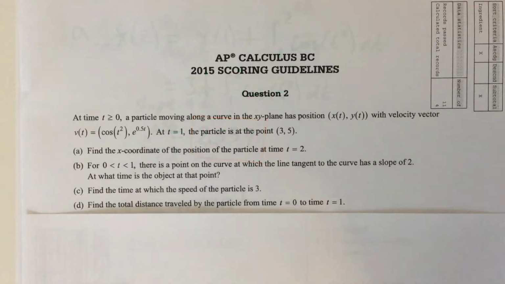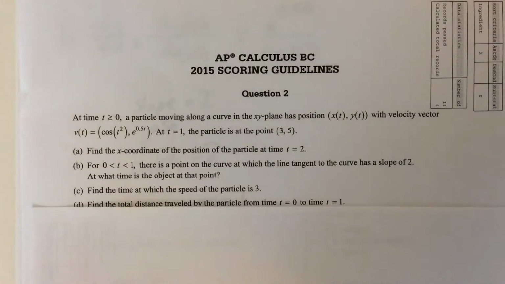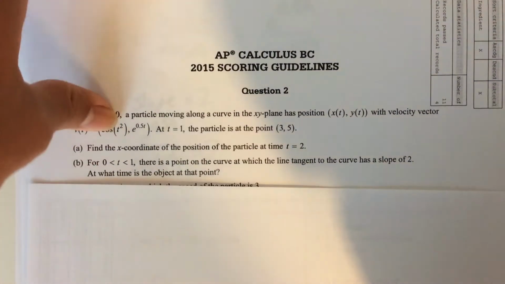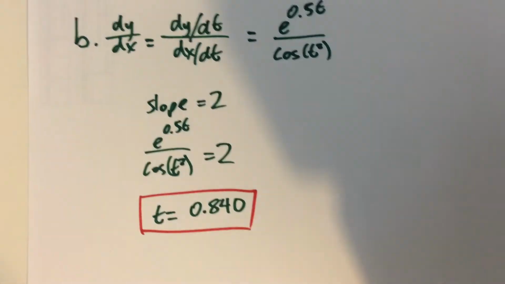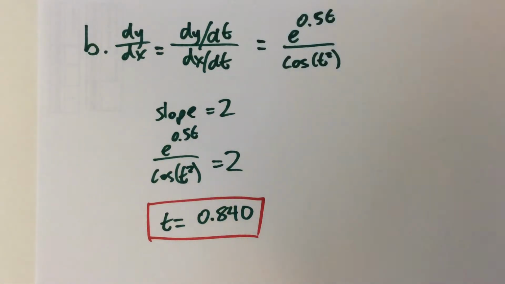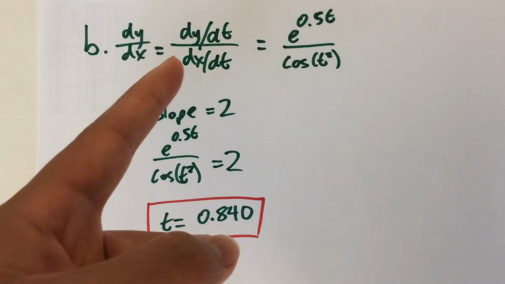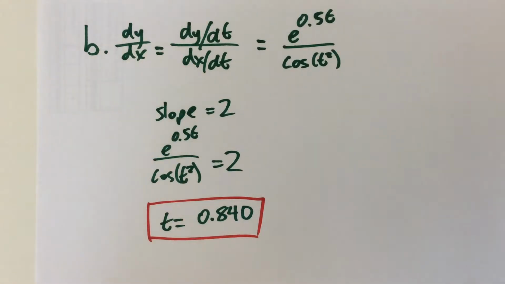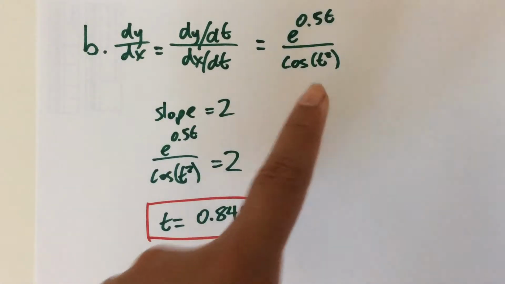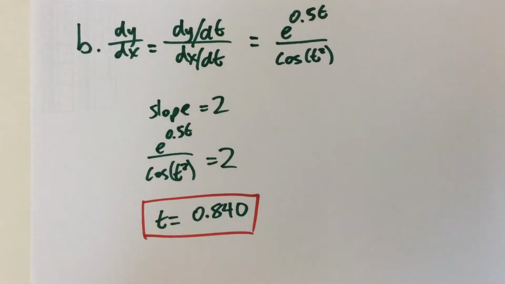Part B says, for t less than 1 and greater than 0, there is a point on the curve at which the line tangent to the curve has a slope of 2. At what time is the object at that point? What it's asking for is the derivative of the position vector, and that is just the velocity. They already gave that to us, so all we do is plug it into the formula for the parametric derivative, which is dy over dt over dx over dt. And we will get e to the half t over cosine t squared.